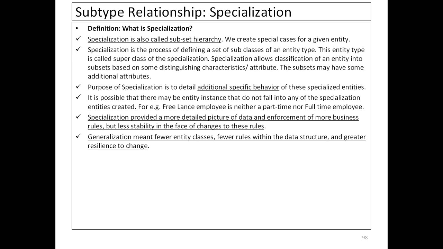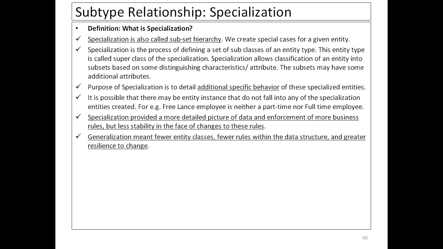It provides less stability in the face of changes to these particular rules because of which a specialized entity is created. Generalization, however, provides fewer entity classes, fewer rules in the data structure, and greater resilience to change. So specialization provides a more detailed picture. It actually enforces more business rules. However, it is less stable to the changes made to those business rules for which a particular entity is created.